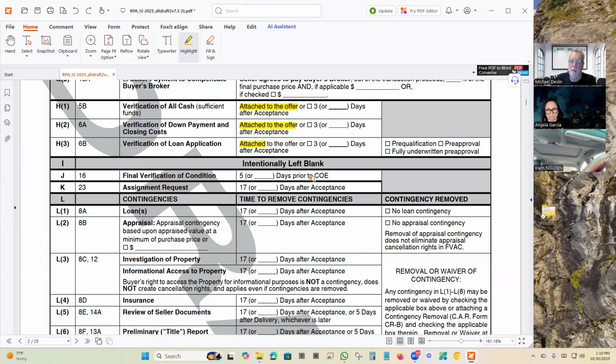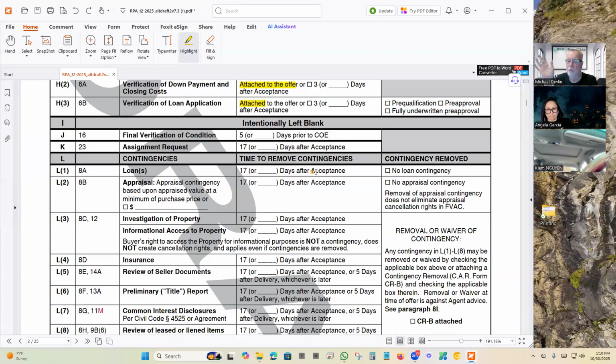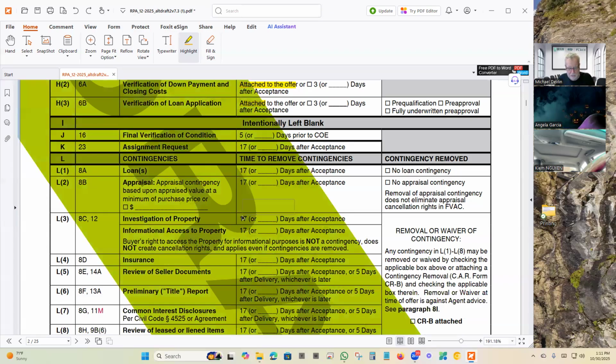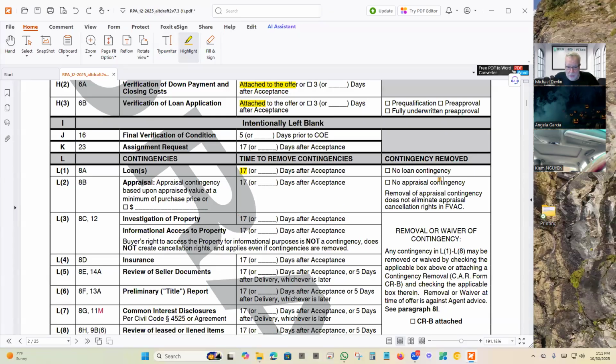We'll talk about that in another session because I'm going to be doing classes on all the different forms. Loan 17, notice 17, 17, 17, all the way down. There's just all these 17s. Why does it say 17? Well, they were debating, should it say 15 or 21? And they said, well, we really can't decide. 21 seems a little too long, 15 might be too short, so they stuck with 17.